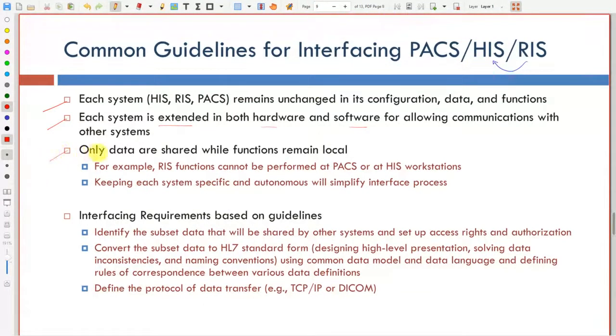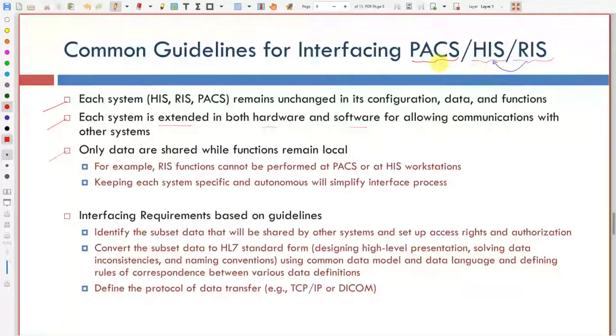The next guideline is that only data are shared while functions remain local, okay? This is definitely very important. You're sharing data only. You're not sharing functions, because you need to have all the functions localized. The functions of the PACS system, of RIS, and of HIS are very specialized functions. And it's better to keep the functions localized in each one of these systems while sharing the data.